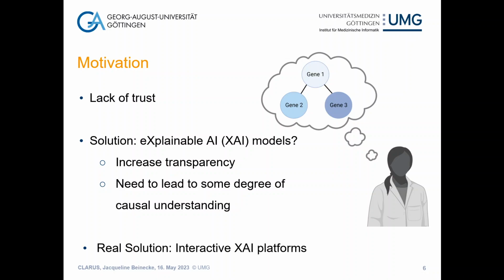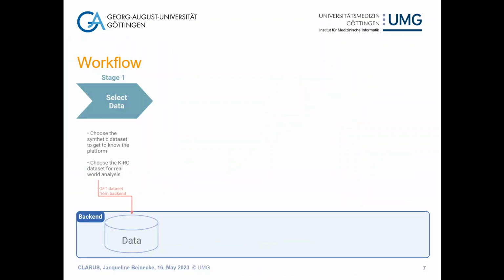And so I believe the real solution are interactive explainable AI platforms where the XAI explanations are visualized directly in your data and you can understandably see them and then also interact with them by maybe removing the most important node or edge and retraining your model and gaining a better understanding and seeing the effects that has on the model. And so how does our platform work?